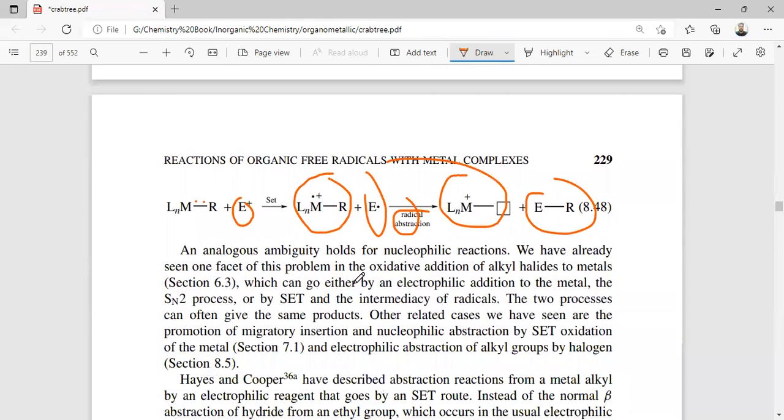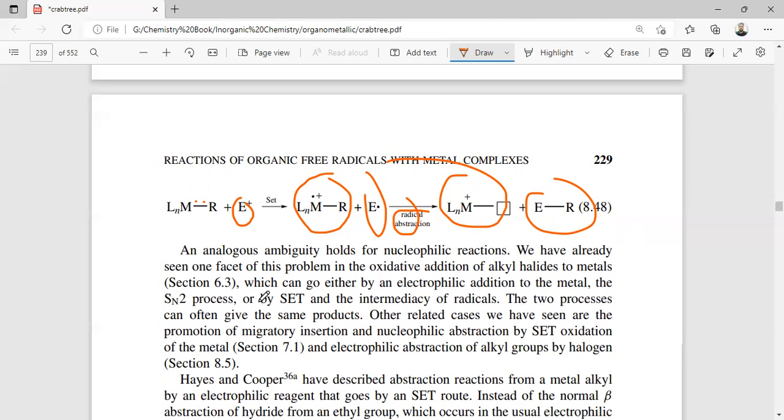So an analogous ambiguity holds for nucleophilic reactions. We have already seen one facet of this problem in the oxidative addition of alkyl halides to metals, which can go either by nucleophilic addition to the metal in a concerted process or by SET through an intermediate radical.